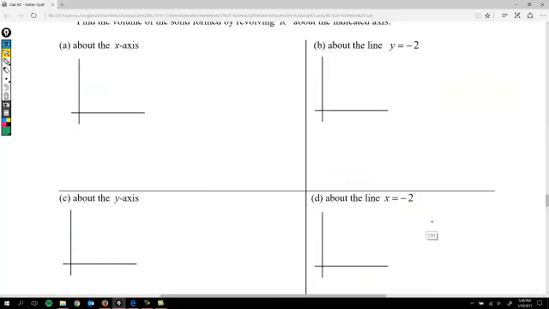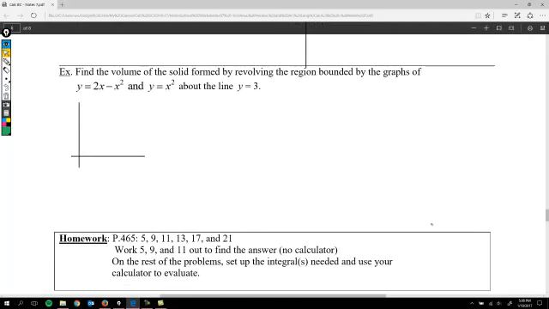All right, let's do one more example. This time a little bit more involved. I have two functions here I have to worry about. All right, so first let's sketch this. One of my functions is y equals x squared. My other function is 2x minus x squared. All right, so it looks like this.